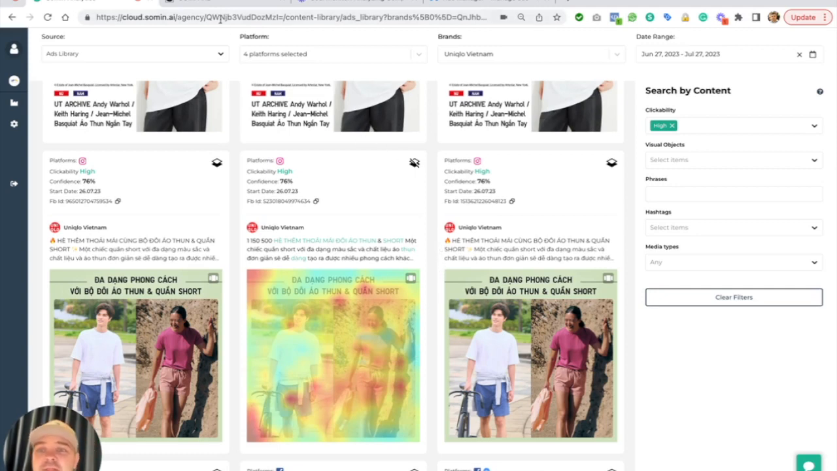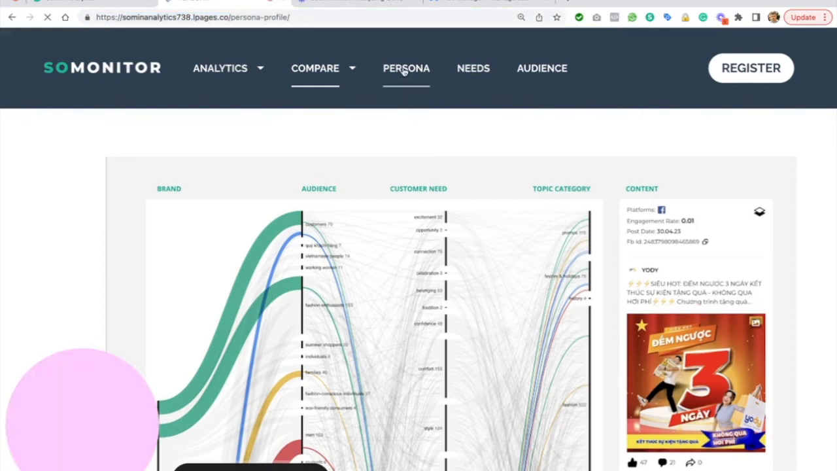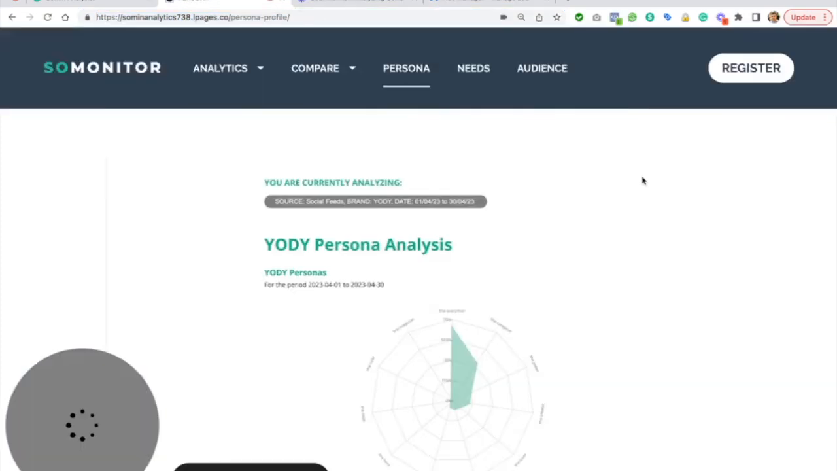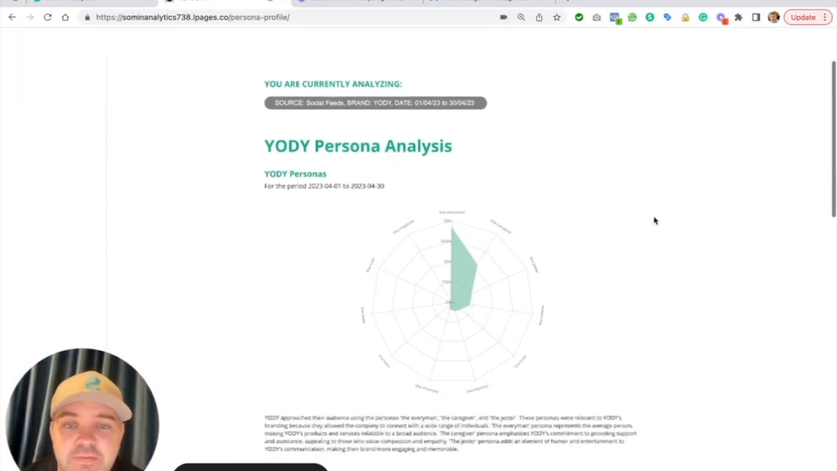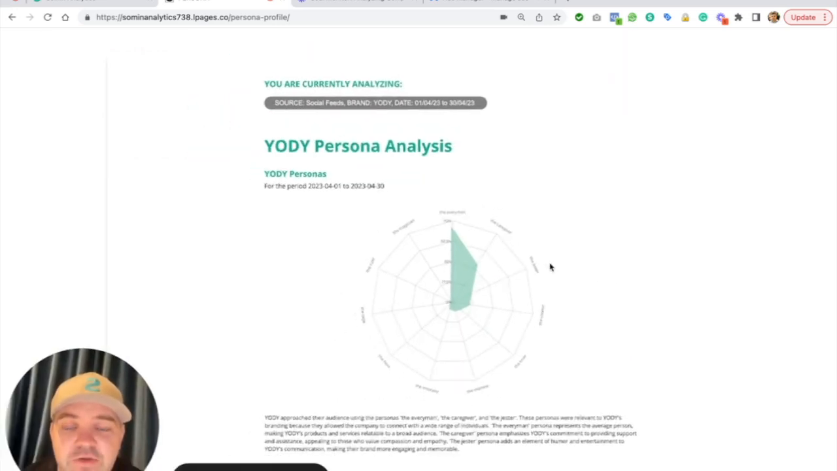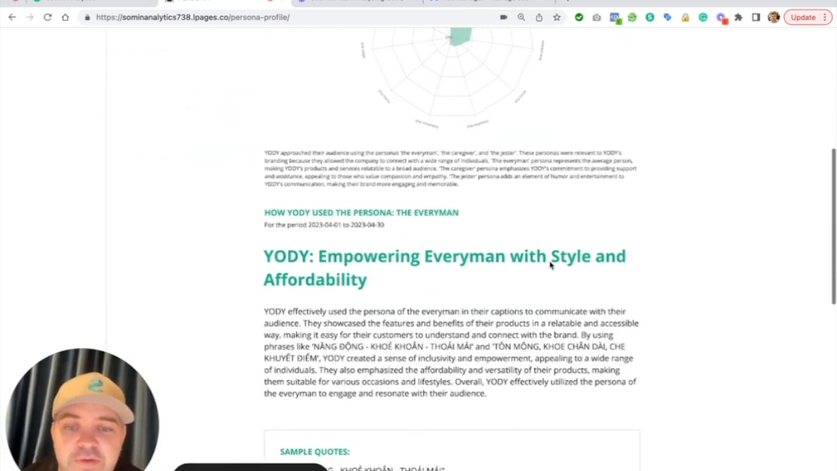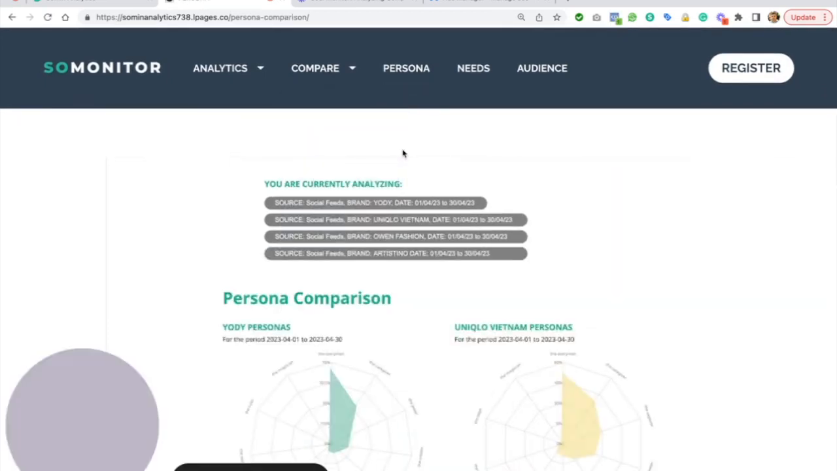Our platform also leverages large language models to do detailed summaries on personas, needs, audience analytics, and many other aspects. So for example, UD's persona is the everyman persona, meaning that UD is very much pushing for the communication of the broader audiences. We can also look at all these parameters in comparison with other brands.